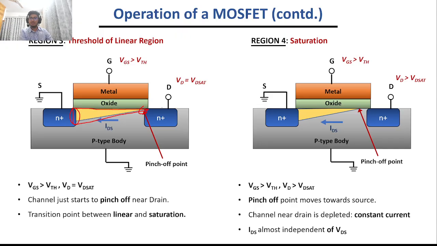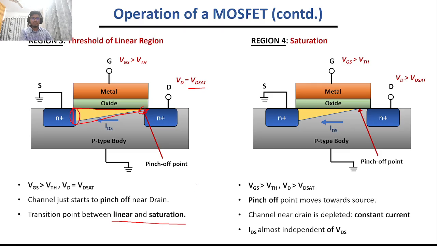This is mainly because the drain voltage is so high that it starts attracting electrons from the channel to itself, thus making the channel near the drain thin. So this is the point, the drain voltage at which the pinching occurs just near the drain, that we call the saturation drain voltage. This region acts like a transition point between the linear and the saturation regions.